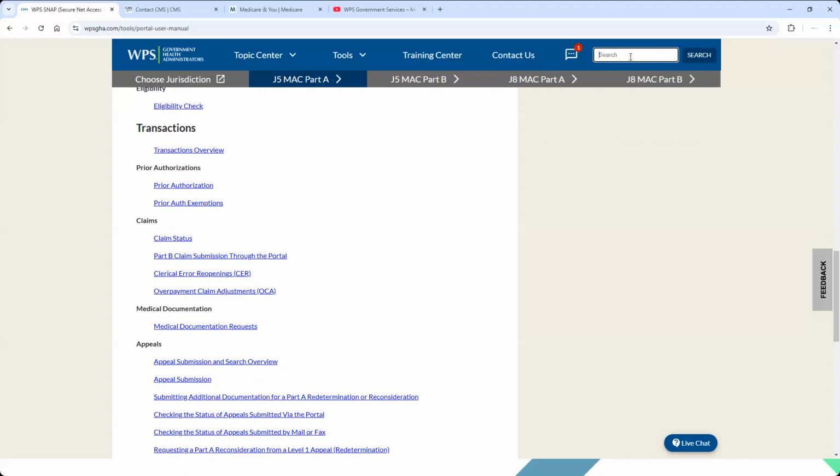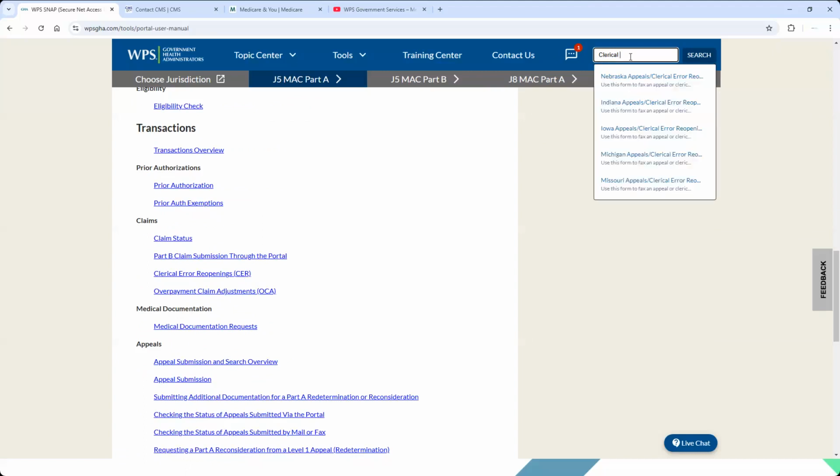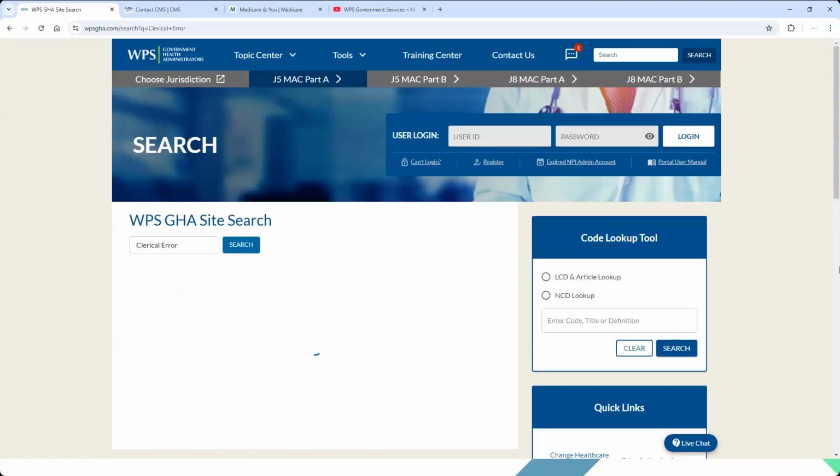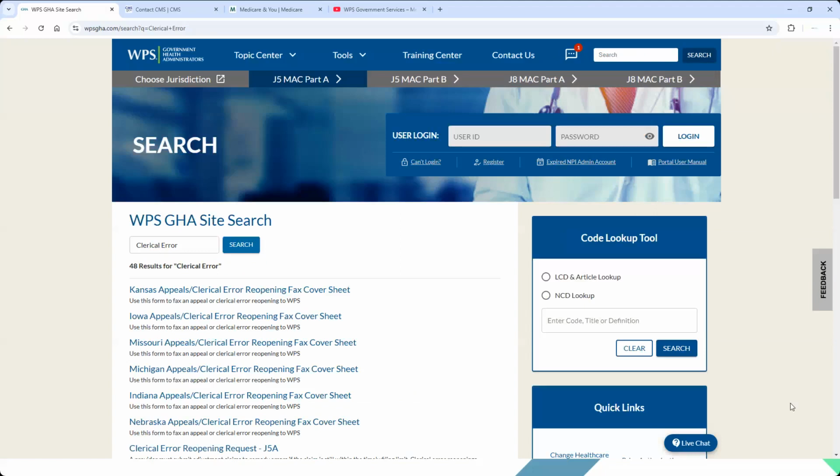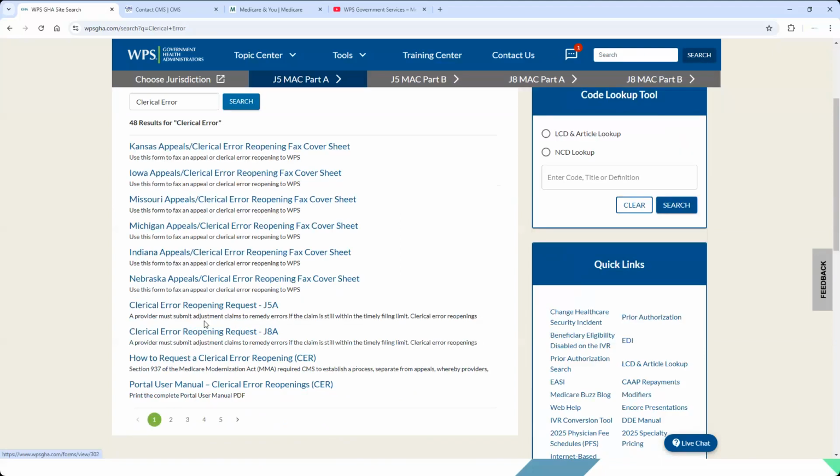I'm going to type in the search feature just to show you how that is used. By doing that, it brings up the different forms that you can use, and then it brings up the two articles that you might need, how to request a clerical error reopening. So again, it's all going to be there for you. It's just how do you want to navigate to that?